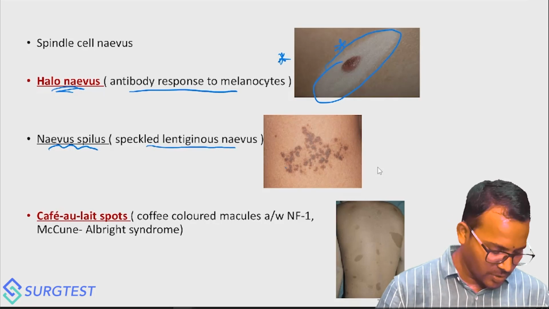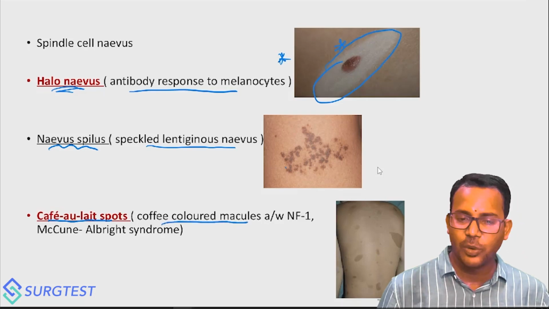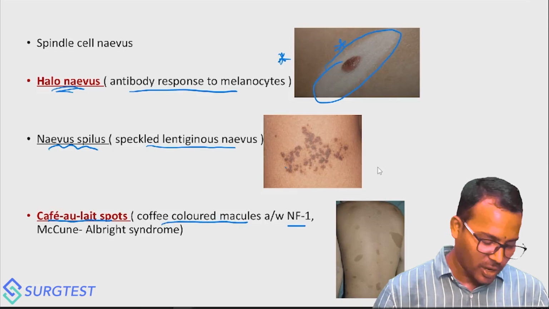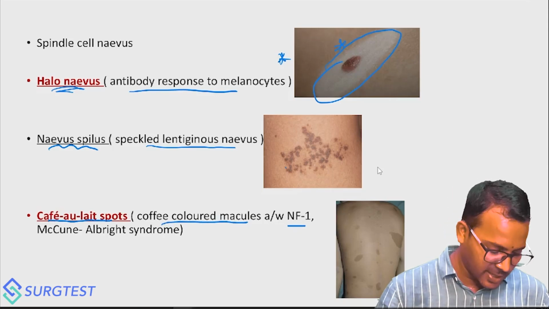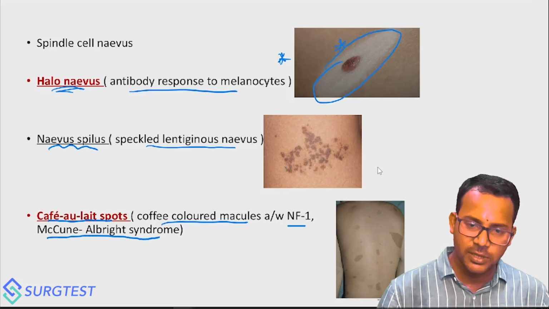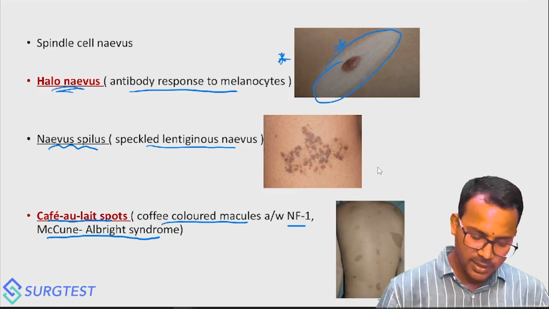This is it. Okay, and you have café-au-lait spots, which are coffee-colored macules, which are more commonly associated with neurofibromatosis type 1. And another one that you have to remember is McCune-Albright syndrome also. So café-au-lait spots, yes, neurofibromatosis type 1, but also McCune-Albright syndrome.